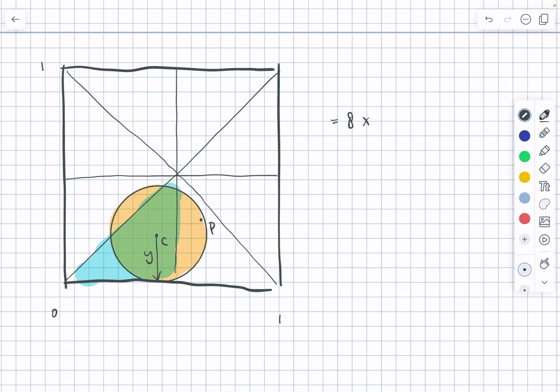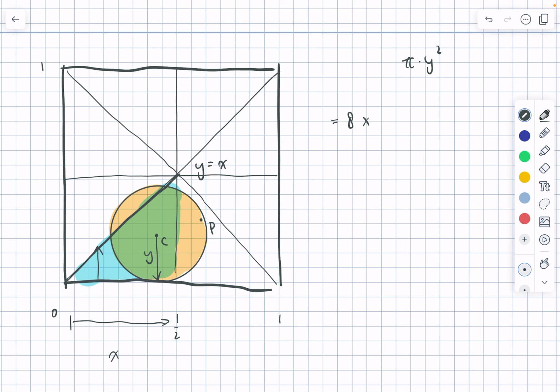So the area of this orange circle is pi times y squared. That's the area formula for a circle. But we don't just want pi y squared. We want this for all the c's as x goes from 0 to 1 over 2, and for all y's from 0 to x. We're saying 0 to x because this line here has a slope of 1 and has an equation of y equals x.